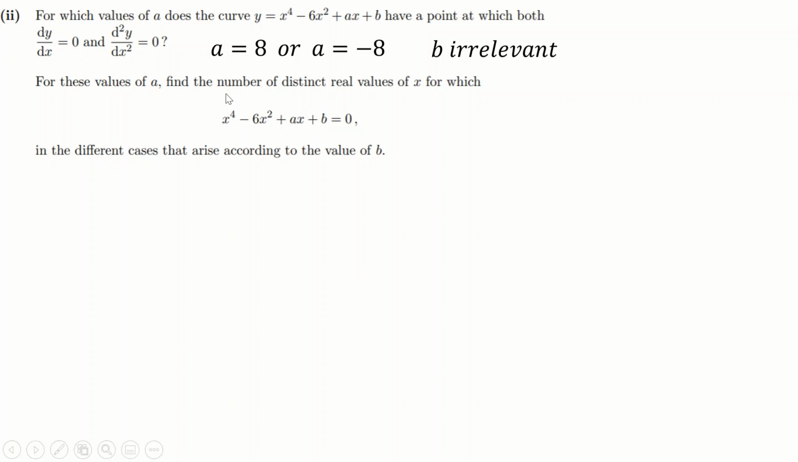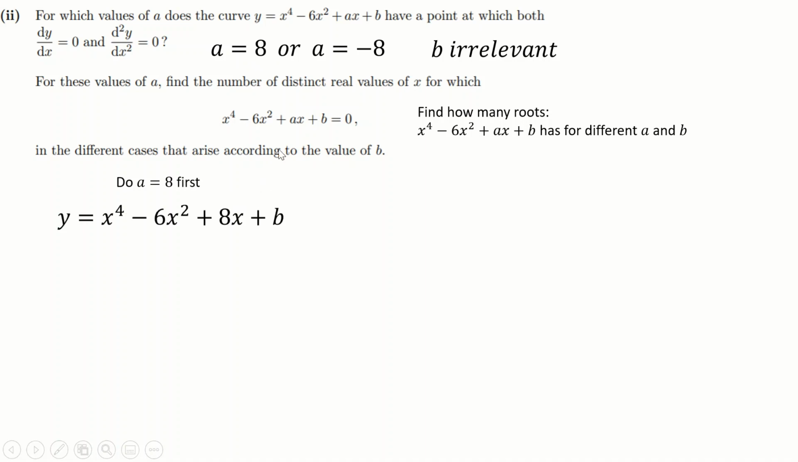For these values of a, find the number of distinct real values. Again, they're talking about distinct real values, but it equals 0. So what they mean is they're talking about how many roots does this have for different values of a and b. Now, we only have 2 values of a, 8 and minus 8. So let's deal with 8 first, which gives us this case where we've got an 8 in here. And what I'm going to do is try and assess how many roots does this graph here have.